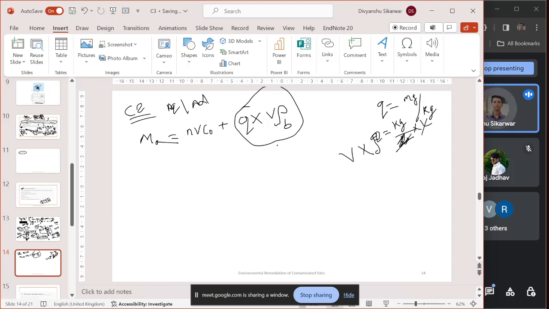Jadab, did you get this calculation? Is someone listening? Am I audible? Is this understood? Is this part understood, or do you want me to explain again? Sir, explain again. समझ में आ गया क्या?